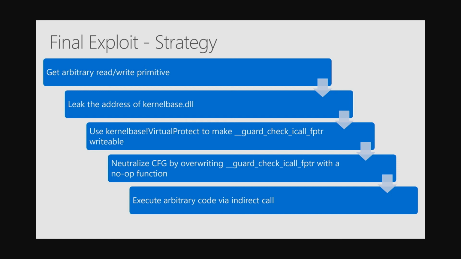But I figure with this, I can probably get a working exploit. The strategy I figure I'd use is, first, I'm going to get this arbitrary read-write primitive using this MemCopy gadget. Then I need to leak the address of kernel base, because I want to call the function VirtualProtect. I'm going to use VirtualProtect to make the Control Flow Guard check function pointer writable. This is the function that gets called every time you need to validate whether some function is a valid indirect call target or not. So I make that function pointer writable, and then I overwrite it with a function that always returns yes, this is a valid indirect call target. Once Control Flow Guard is effectively neutralized, I can make indirect calls anywhere I want, so I can make an indirect call to kick off a ROP chain.